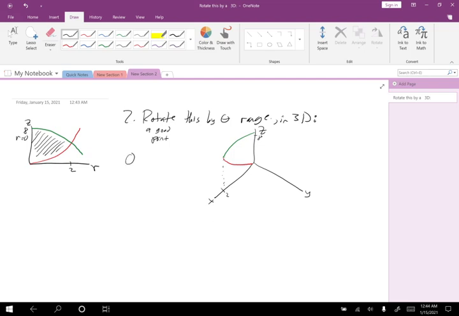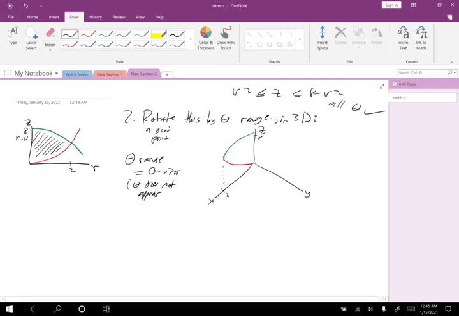So the theta range is just 0 to 2 pi, because in this case theta does not appear. Remember our equations were r squared less than z less than 8 minus r squared. That means that all thetas are okay. So I'm just going to rotate this. Here's a good point, that intersection point. So I'm just going to rotate that around.